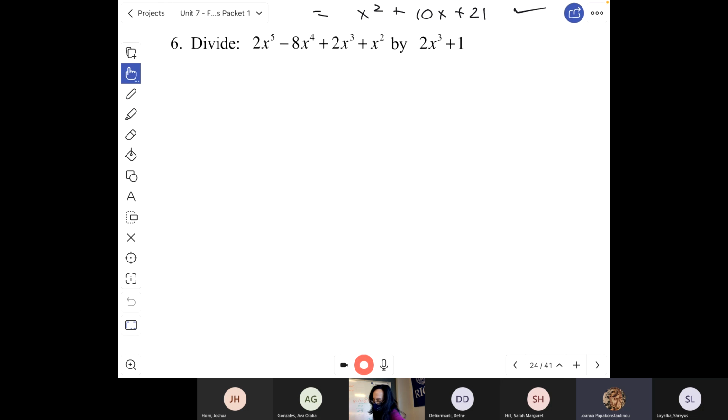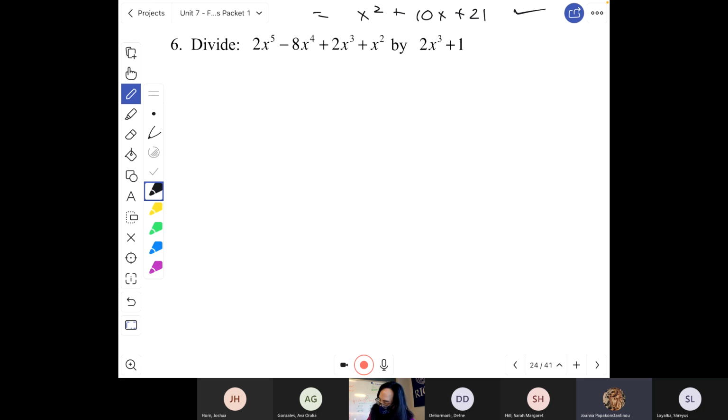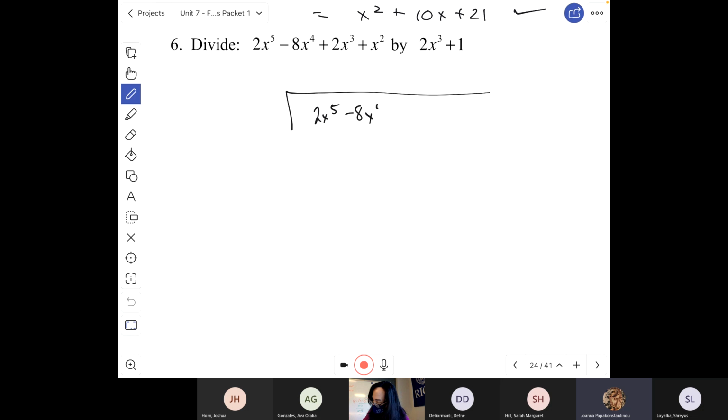Ooh, look at those powers of x. Okay, let's set it up. The first thing I want to do is check my expression, see if I have any missing powers of x, make sure I've written them in standard form, and put in any placeholders that I need. So my dividend is 2x to the 5th minus 8x to the 4th plus 2x cubed plus x squared. If you want to put a 0x and a 0, go for it.